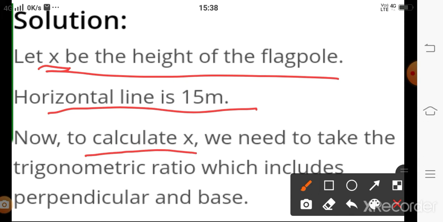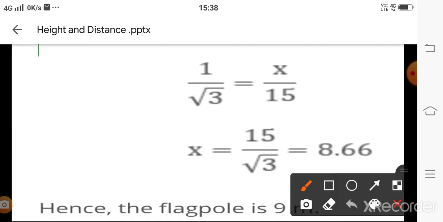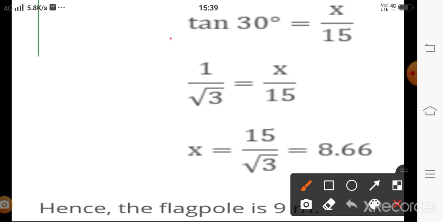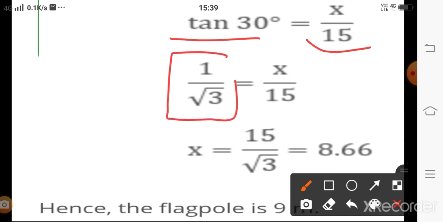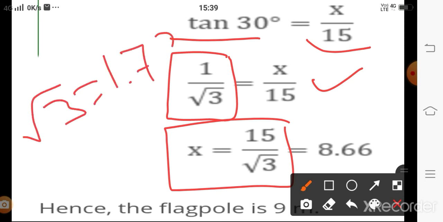Now we have to calculate x, and we need to take the trigonometric ratio which includes perpendicular and base. This we know is tan theta. Using this in the right triangle, tan 30 degrees is equal to perpendicular upon base, means x upon 15. Value of tan 30 we know is 1 upon root 3. This is equal to x upon 15. On cross multiplication we get x equal to 15 upon root 3. If you put the value of root 3 as 1.732, then we get the solution as 8.66. It means the approximate height is 9 meters.